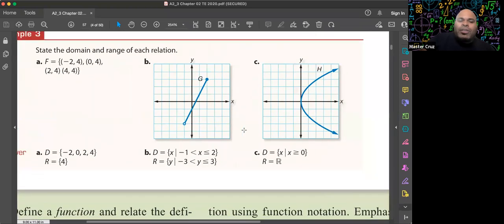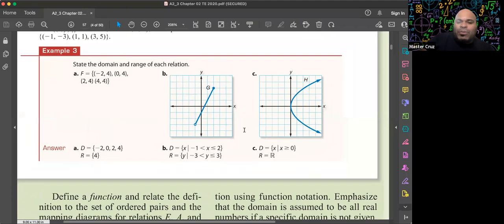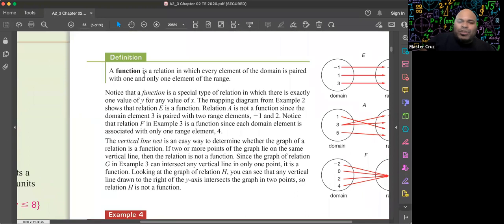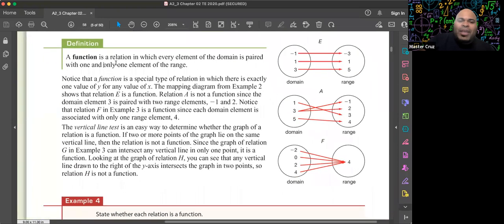So those are the relations, and that's how you can find the domain and the range. The last thing that we're going to talk about is a function. You're going to learn more about functions coming up soon. But what is a function? And this is very important. Please write this down in your notebook.